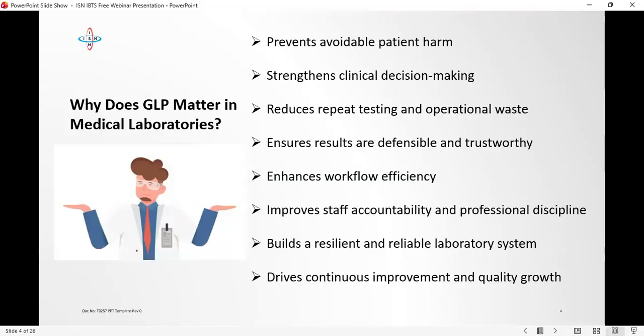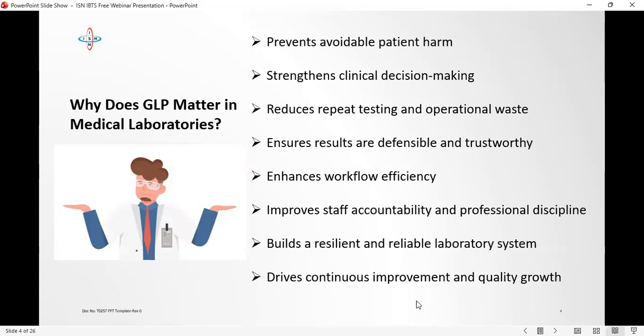It will also build a resilient and reliable laboratory system. At the end of the day, your patients are your clients, so when they find out that the results you're producing from your lab are reliable, it will build trust in your patients.